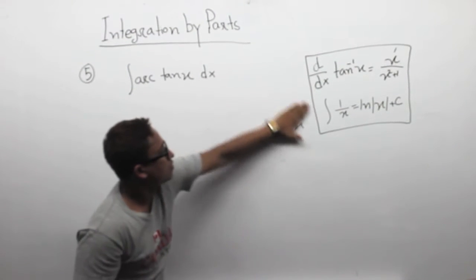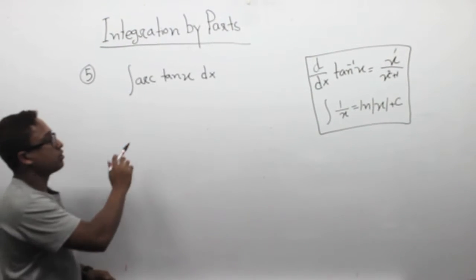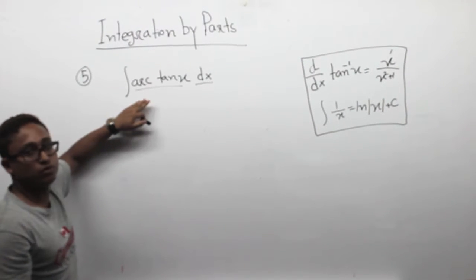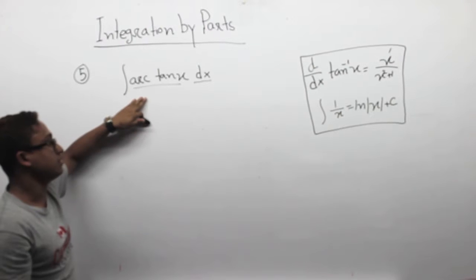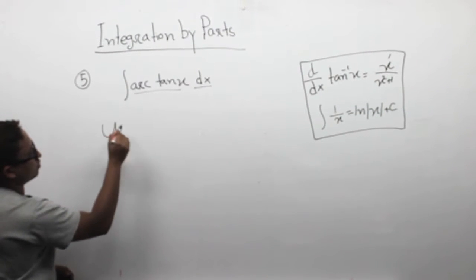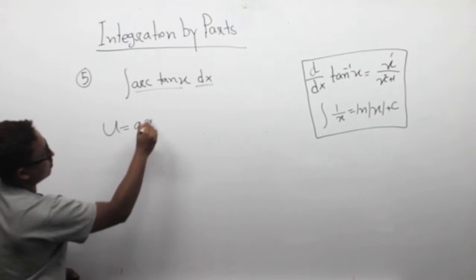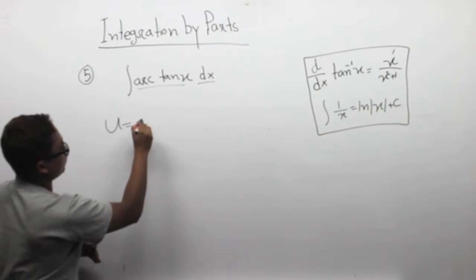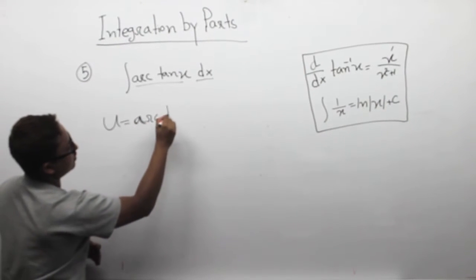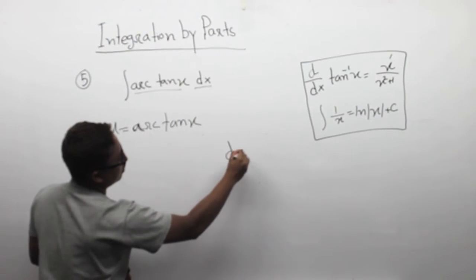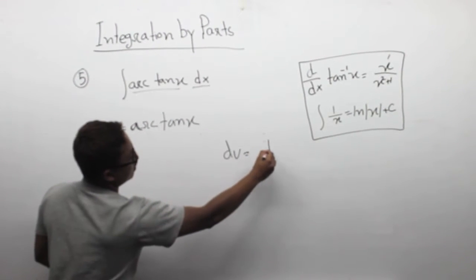So here in this question we have two parts, arc tangent x and dx. One of them we have to choose as u, another one we have to choose as dv. So let's say we take arc tangent x as our u, so u equals arc tangent x, and dv is equal to dx.